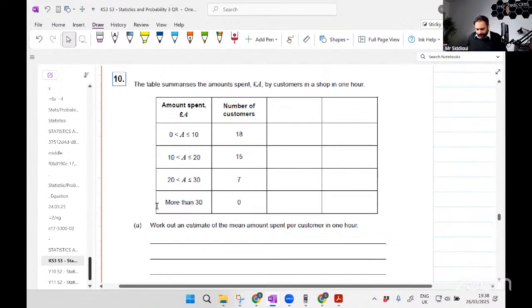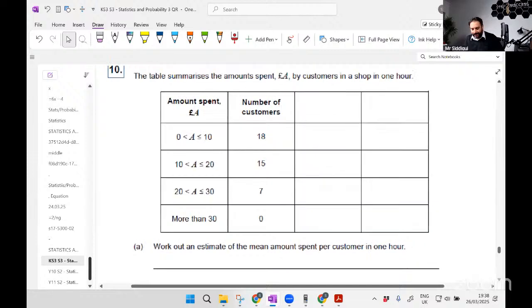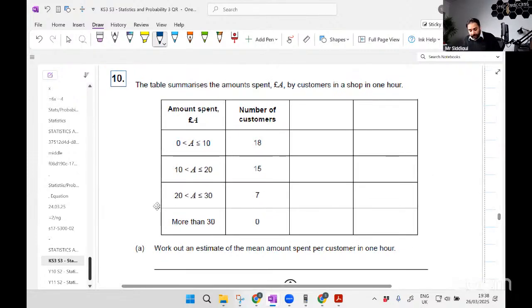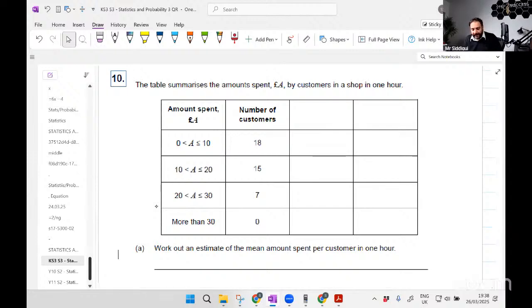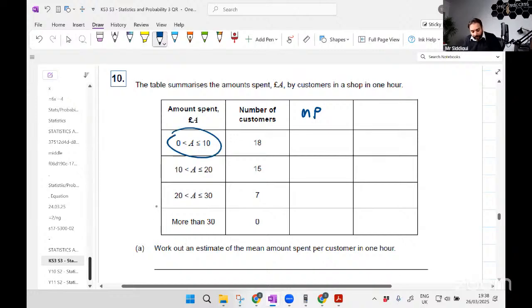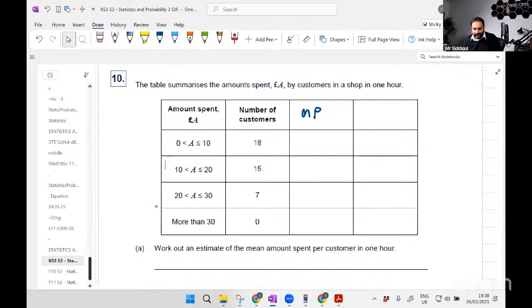Oh, right. Estimate of the mean. Okay, so when you get one of these frequency tables and you have to work out the mean amount per customer, what you would do is do midpoints. So that's why there's another column here. If you've got a group, then you should go to the middle of it when you're doing these questions. So the middle of 0 and 10 is 5.